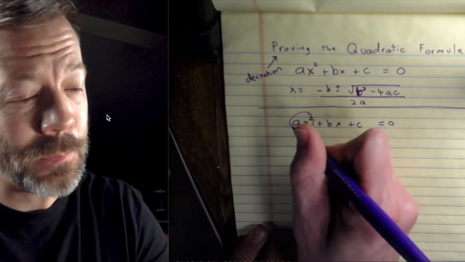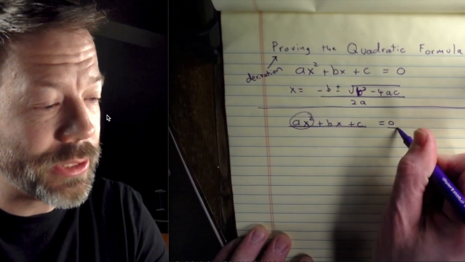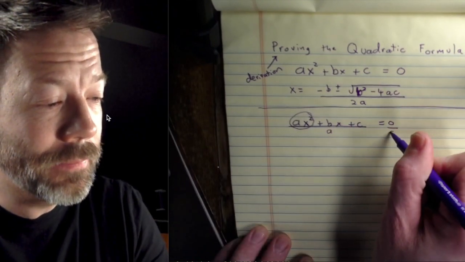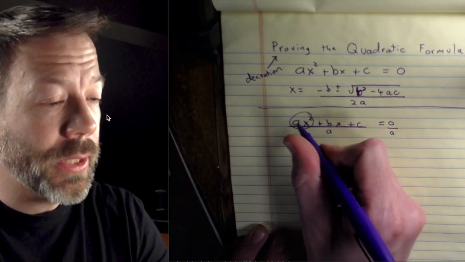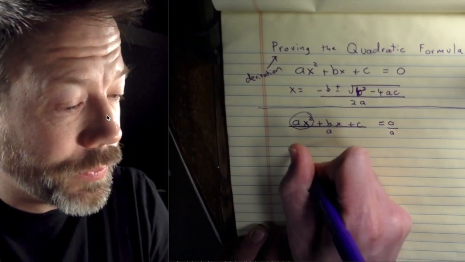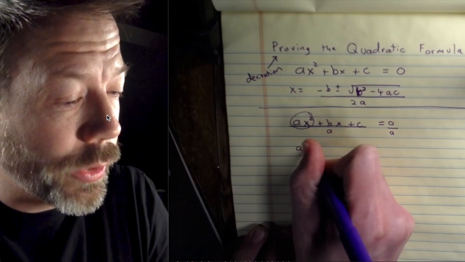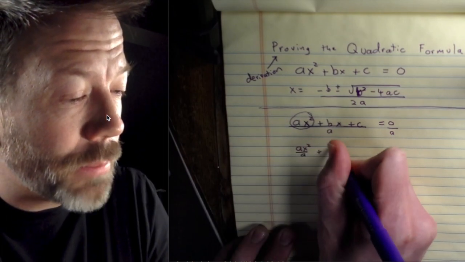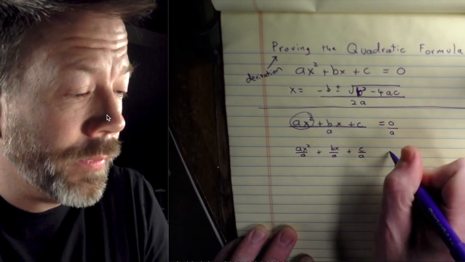It's super helpful if you start by just dividing both sides of this whole equation by a. And when you do, this big fat fraction right here will actually turn into ax squared over a plus bx over a plus c over a.